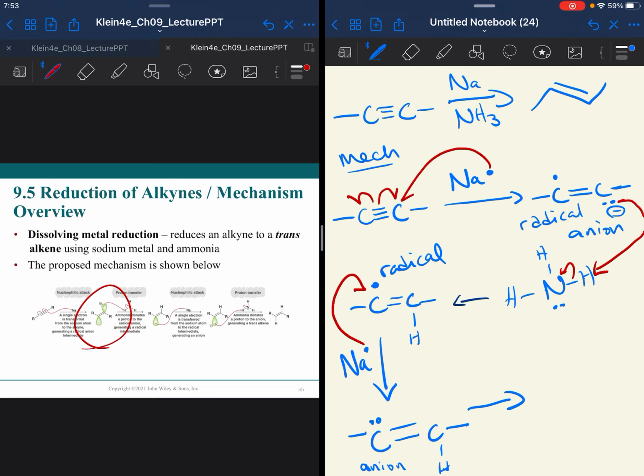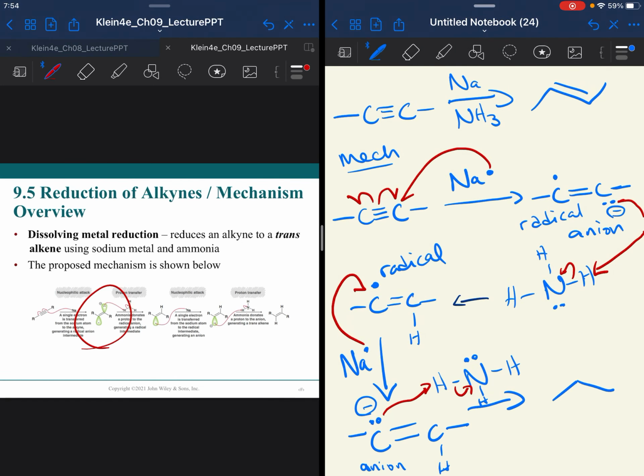And so this doesn't match all the patterns you learned in chapter 6, although you do have a proton transfer there in the middle. Radical reactions are a little bit different. The last step is that anion, again, very unstable, wants to react. It's a very strong base. It wants to pick up that proton from our acid. In this case, ammonia, of course, is acting as our acid.